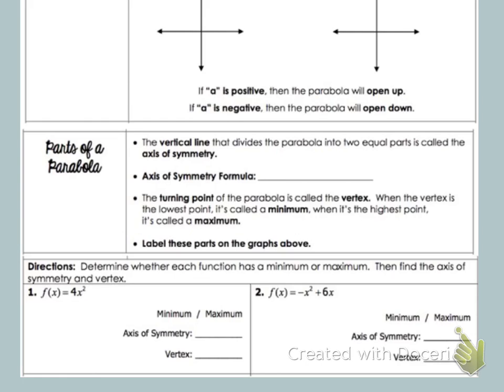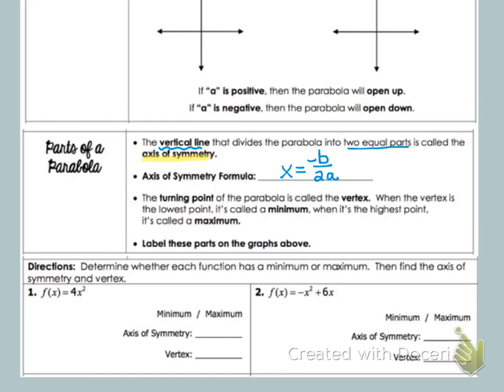The vertical line that divides the parabola into two equal parts is called the axis of symmetry. Now the axis of symmetry can be found by using standard form and the coefficients and the constant term a, b, and c. First of all, it's a vertical line, so it's going to be an equation of the form x equals some real number. But specifically, it's x is equal to the opposite of the b in standard form over 2 times the a in standard form.